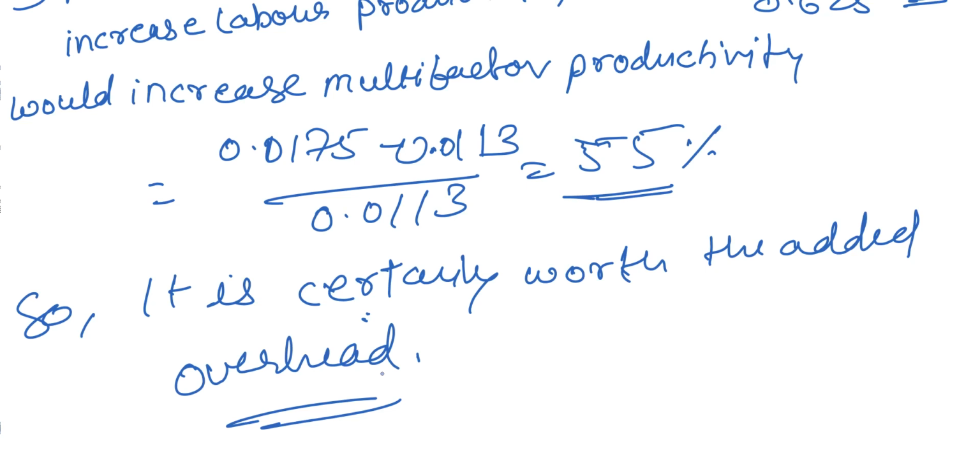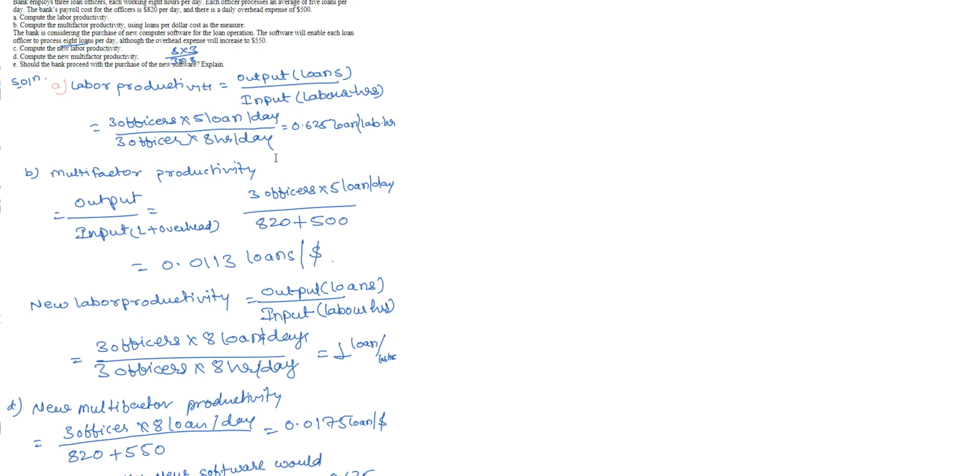Okay, so here I quickly try to explain how to calculate the labor productivity, which is nothing but the output and input ratio, and that is 0.625. Then for multi-factor, you need to add labor as well as the overhead, and the multi-factor you calculated. Now the new productivity, this is the C part after applying the software, and that is the one.